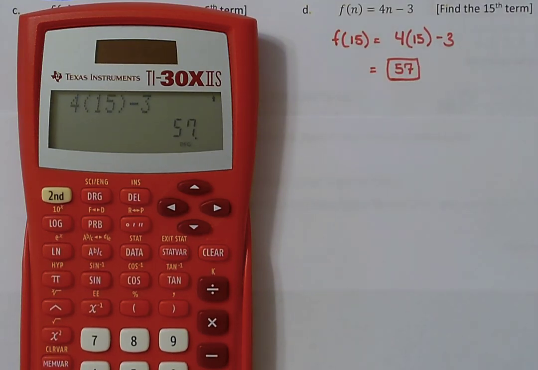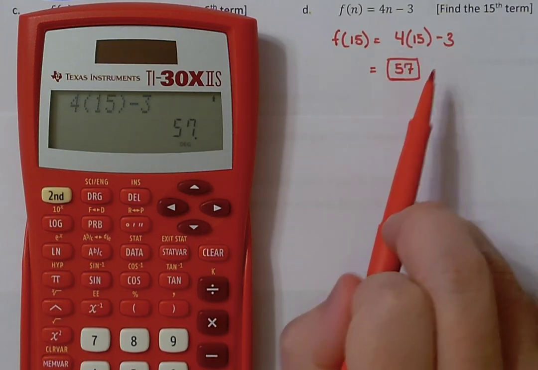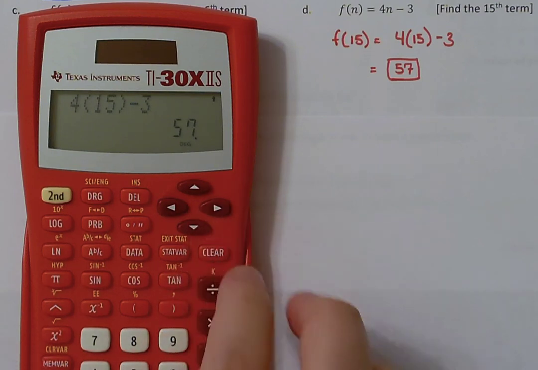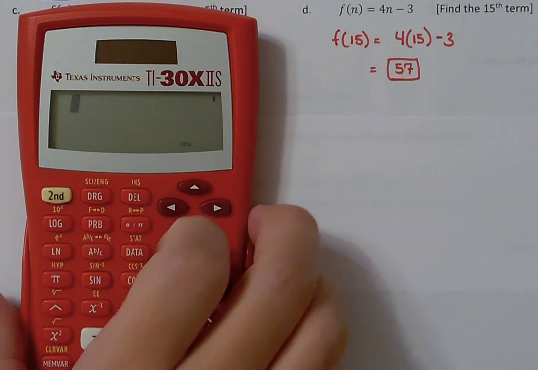So the 15th term of the sequence is 57, and that comes from the fact that 4 times 15 is 60. 60 minus 3 is 57. And that is how we do example 1. Alright, so that is an explicit rule, and that's something I want you to keep in mind, that when you have an explicit rule, you can just plug that number in to then go through and solve.